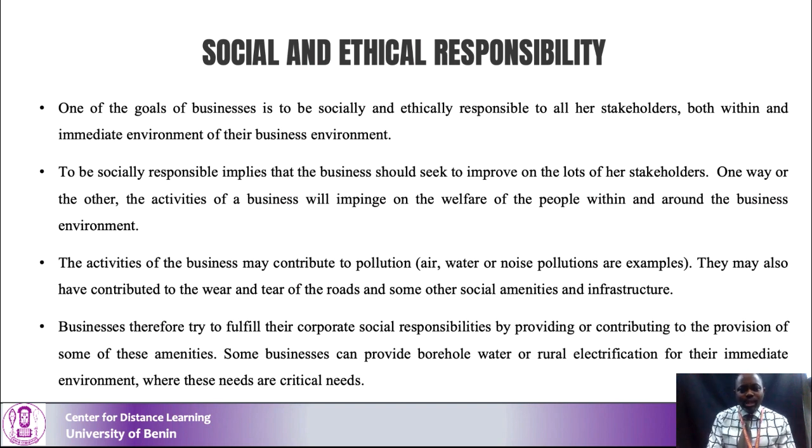By so doing, such businesses will be contributing to the corporate social responsibility of the environment by giving some things back to the people. They could be by providing some level of amenity, like a borehole or rural electrification, or taking care of some other critical needs of the environment or of the stakeholders.